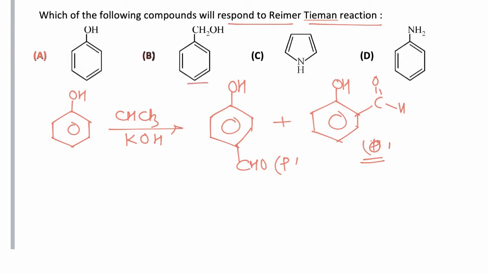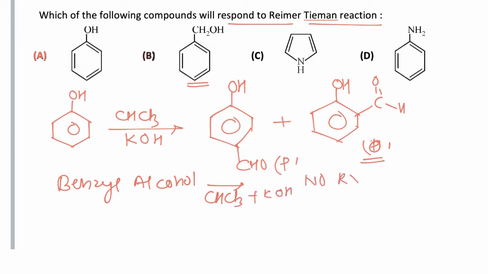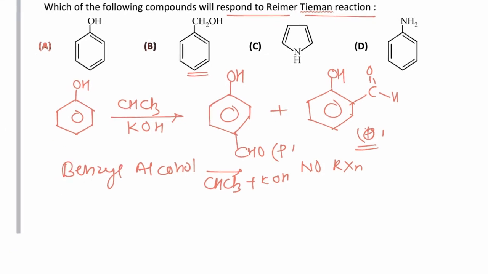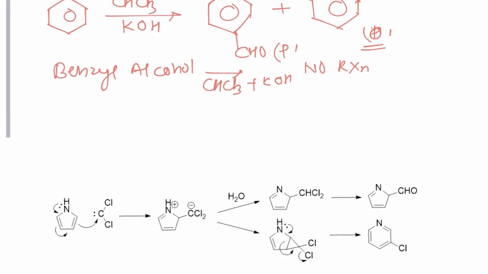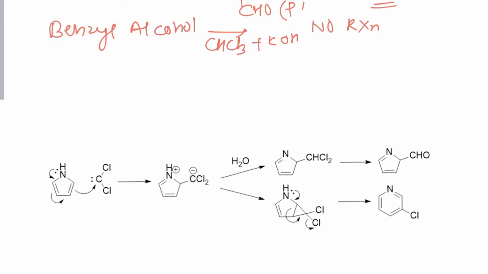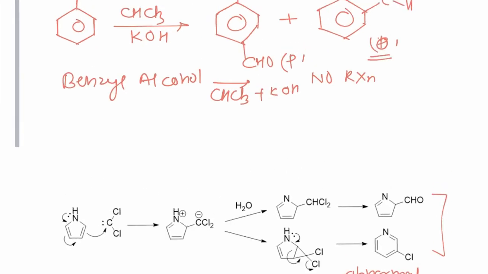Now if benzyl alcohol is taken, it will not react with chloroform and KOH, so no reaction takes place. And if pyrrole reacts with chloroform and KOH, in this case an abnormal Reimer-Tiemann reaction takes place, and after the abnormal Reimer-Tiemann reaction these two products are formed, but this reaction is called the abnormal Reimer-Tiemann reaction.